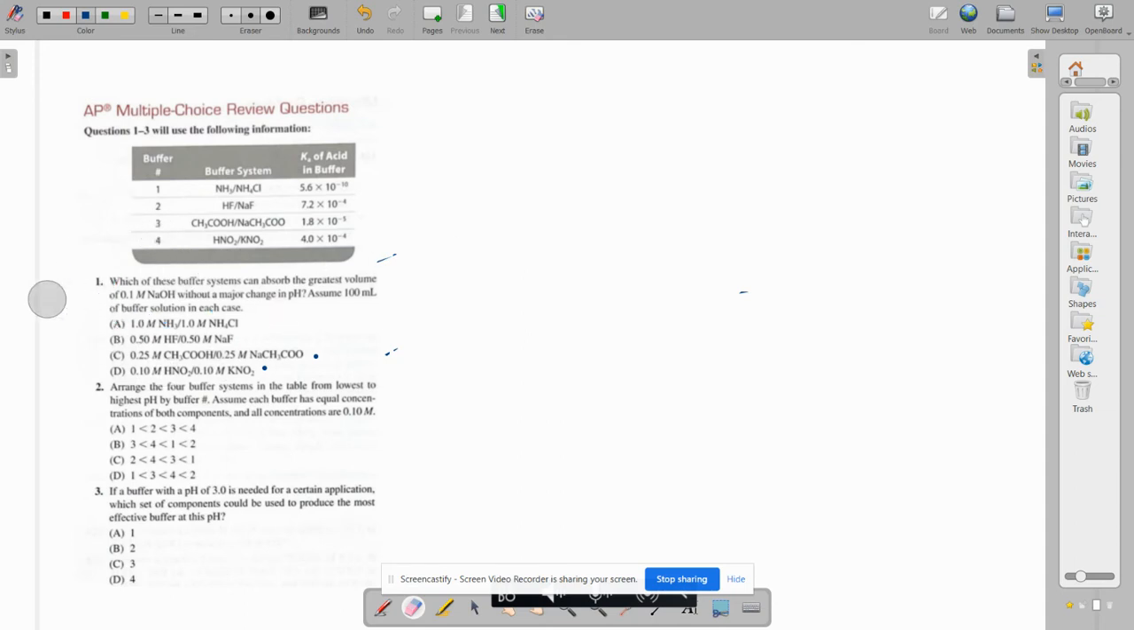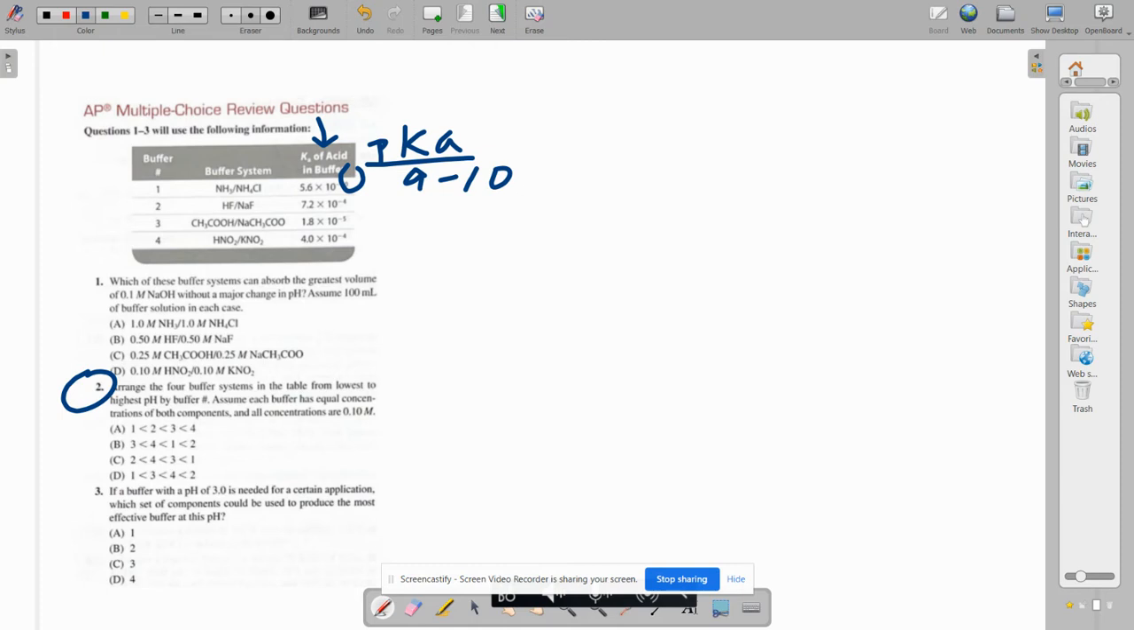Let's take a look at number 2. Okay, so this question, really important stuff. It says, arrange the 4 buffer systems in the table from lowest to highest pH by buffer. So that really has to do with the pKa for each one of these. I'm going to roughly estimate based on the exponents. I'm going to take the negative log of each one of these Kas. So 5.6 times 10 to the negative 10th. Well, negative 10 is the exponent, so we're going to go 1 pH unit lower. We're going to say that this guy's pKa is in the range of 9 to 10.